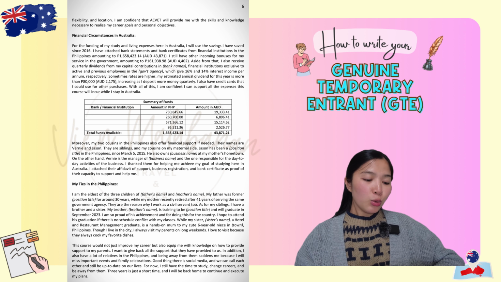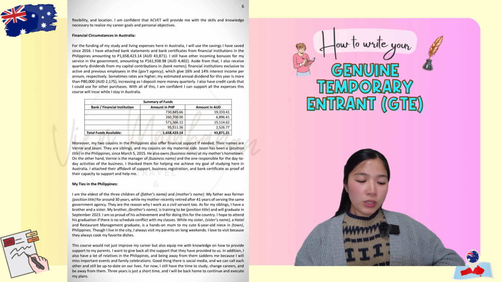So, amounting to 1,658,423 pesos or 43,871 Australian dollars. I still have other incoming bonuses for my service in the government amounting to 161,938 or 4,402 Australian dollars.